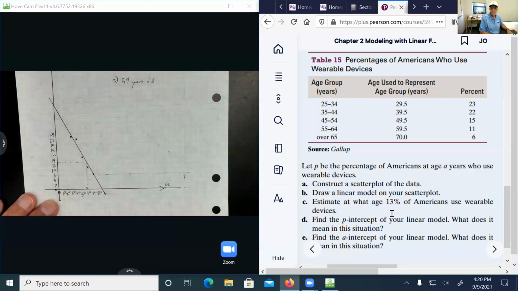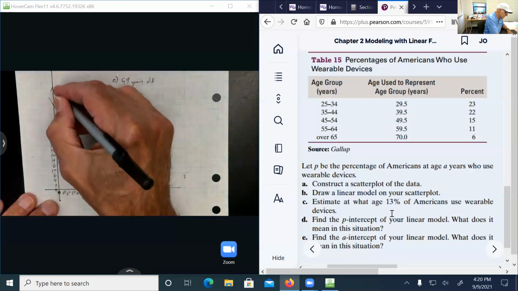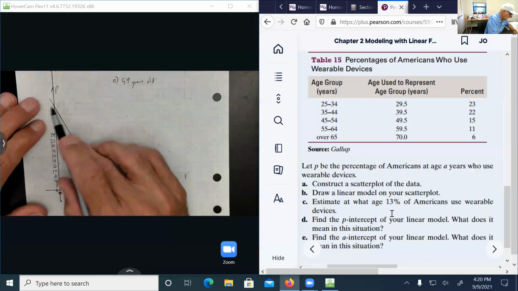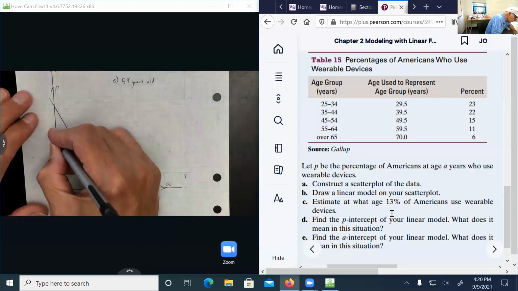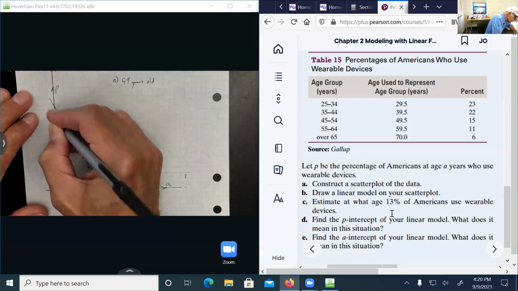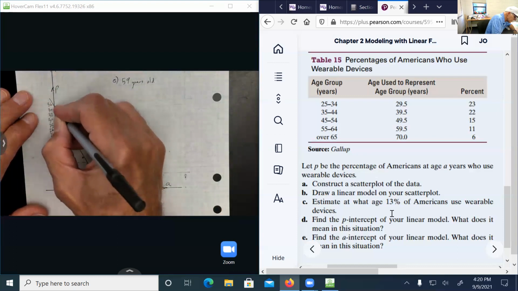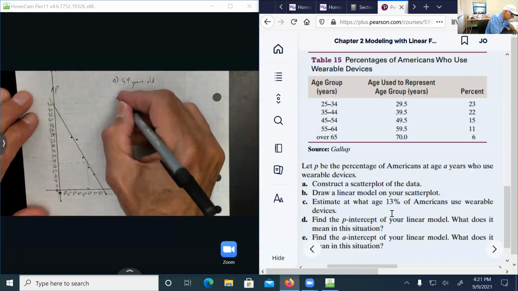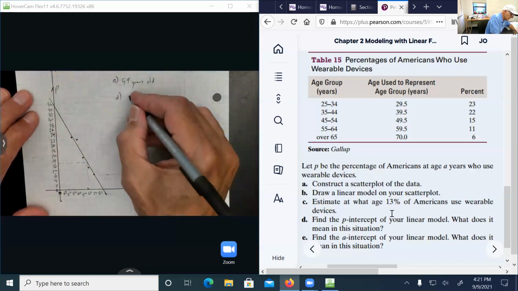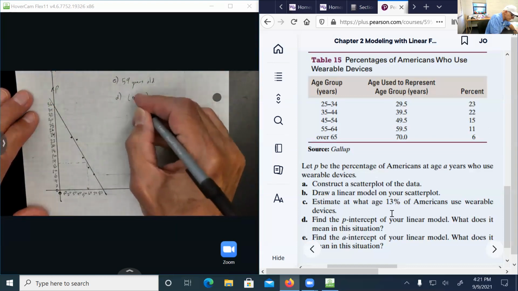Question D. Find the p-intercept. The p-intercept is where it crosses the p-axis. This is the p-axis. And I need some more labels here. Let me get some more labels on here. It looks like about 35. And we need an ordered pair for this. It will be 0, 35.